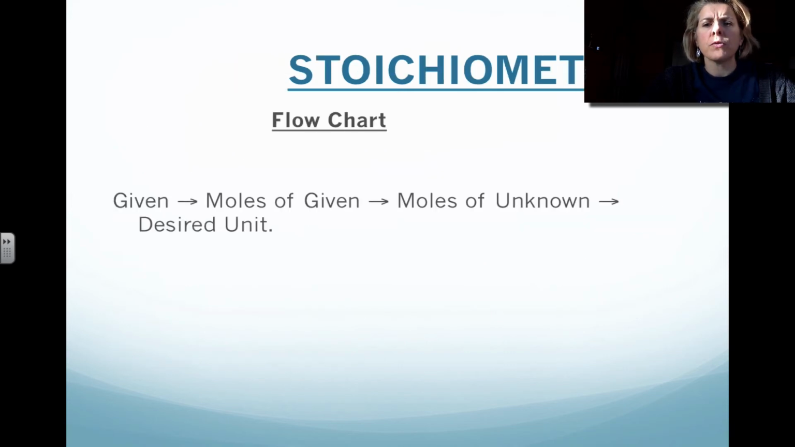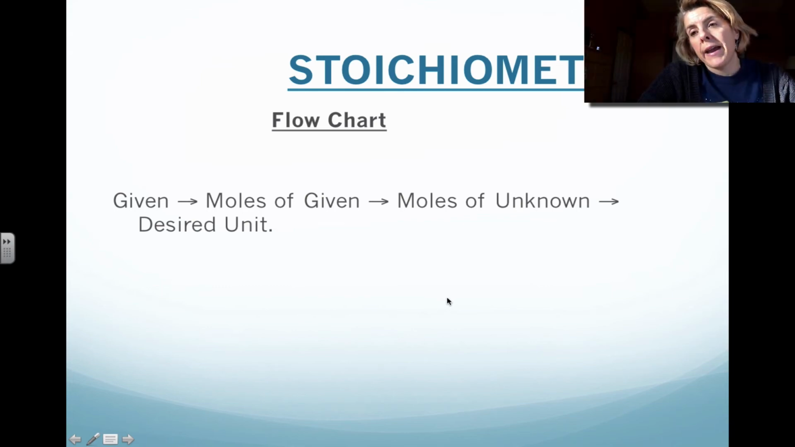Okay, so here's a flow chart. And essentially what you need to do is you take your given or your known and you want to convert it to moles of that given. So if you're starting out with a reactant and they give you mass, you're going to convert the mass to moles. Then you're going to look for the relationship between the moles of reactant and the moles of the product. And the way you do that is you look at the coefficients of each. And we will practice that in class. And then after you've determined the moles of the unknown, you essentially can get your desired unit. It may be mass, it may be moles.